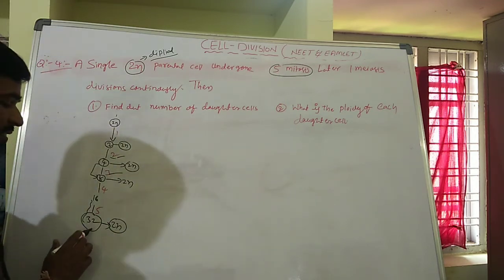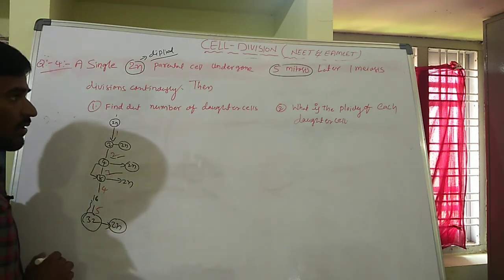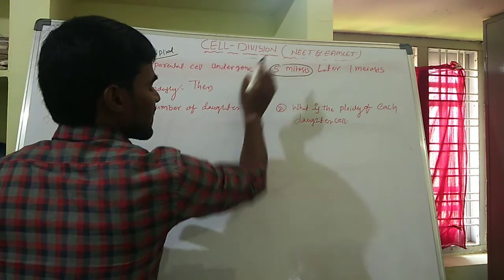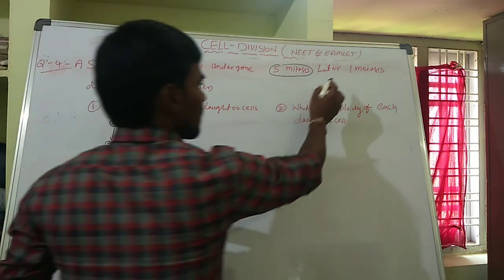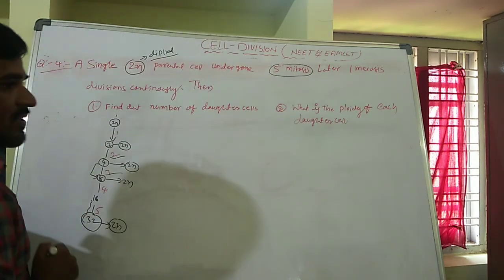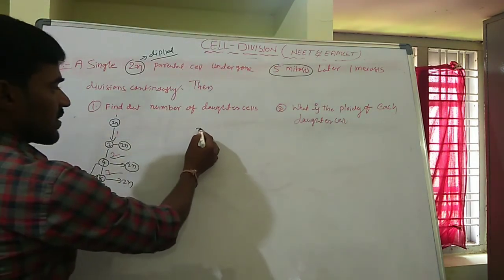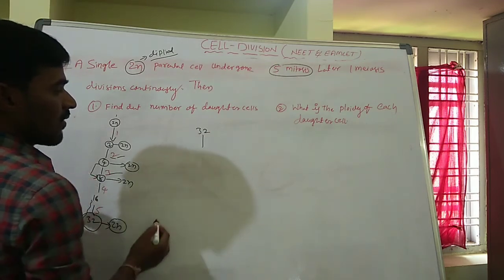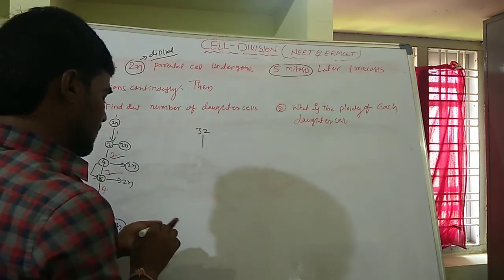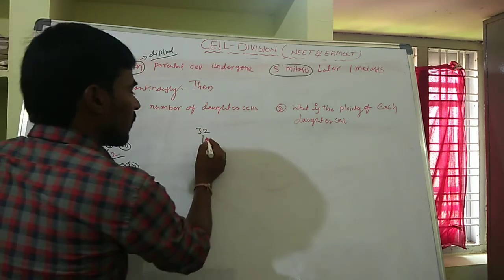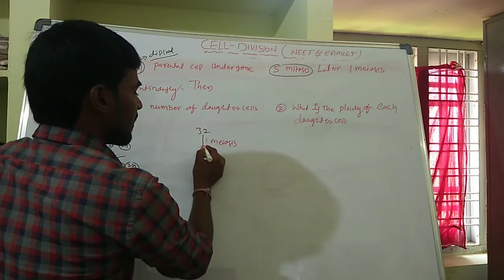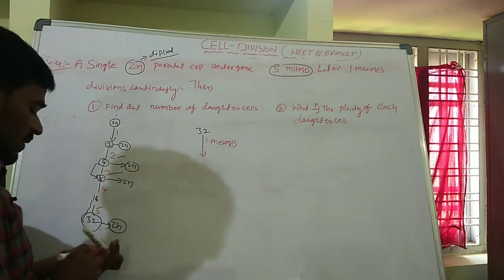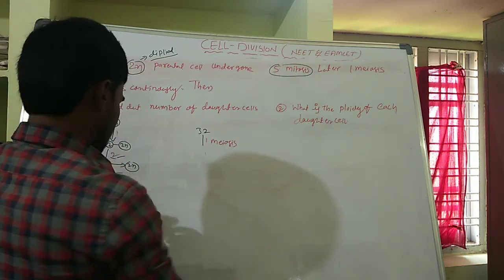Each cell is diploid in nature. After the completion of the mitosis division, these 32 cells are involved in one meiosis division. This is the important thing. So, one meiosis division.